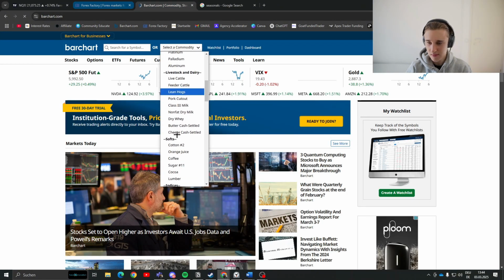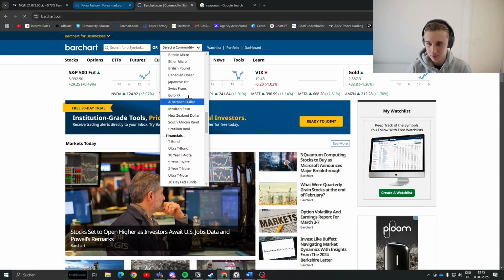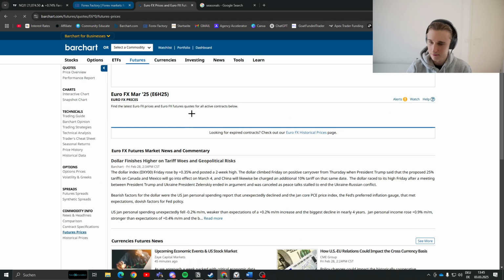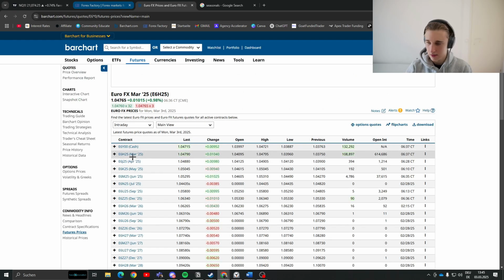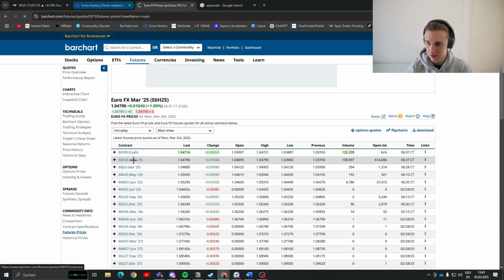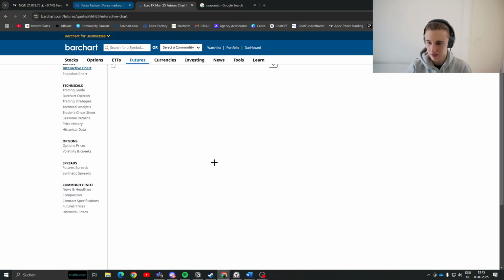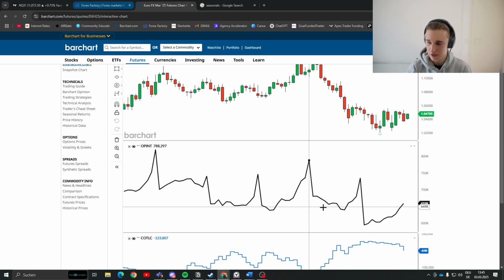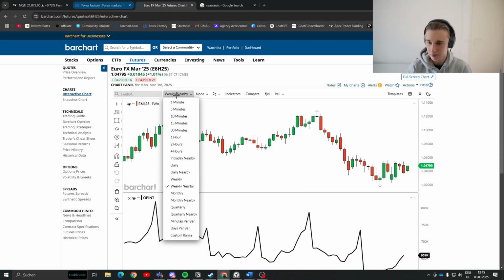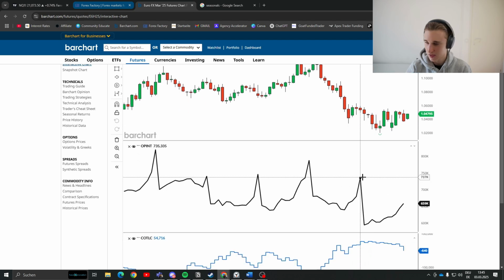Now, I said I will also mention open interest. Now, let me quickly go to the euro futures chart, and let me give you insights into my fundamental analysis. So you can see open interest had a massive drop. If we go over already on the weekly time frame, we saw a massive drop in open interest right here.